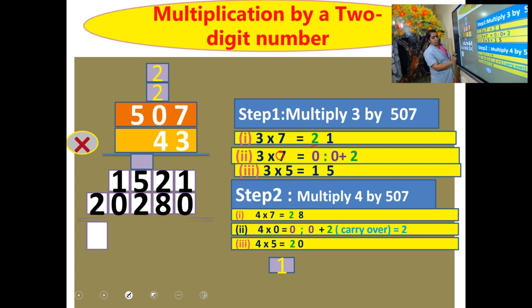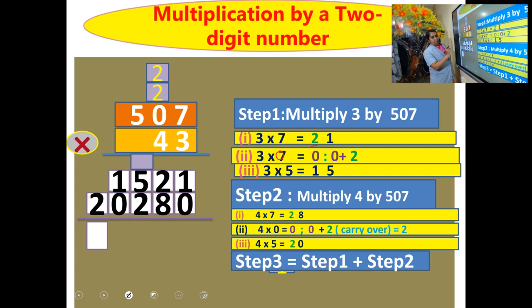So what is the next step? Next step, you have to add. To get the answer, you have to add. Step 3, you have to add these two steps. This is the first step. This is the second step. So add these two steps.